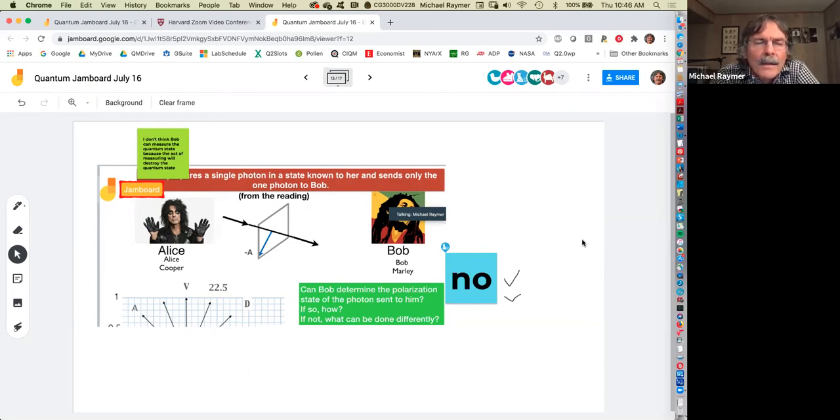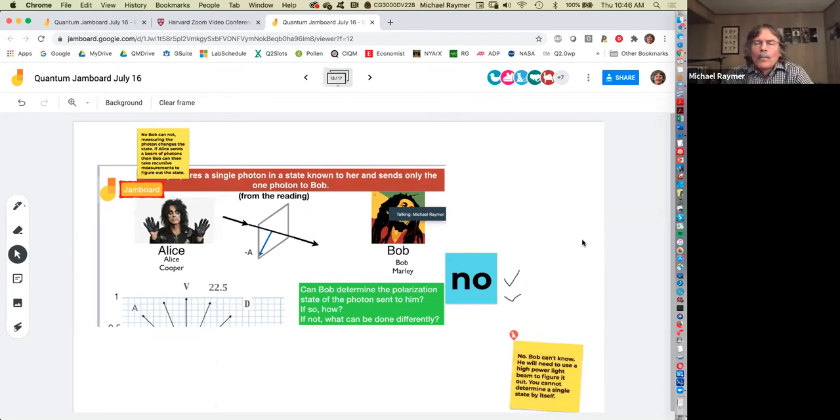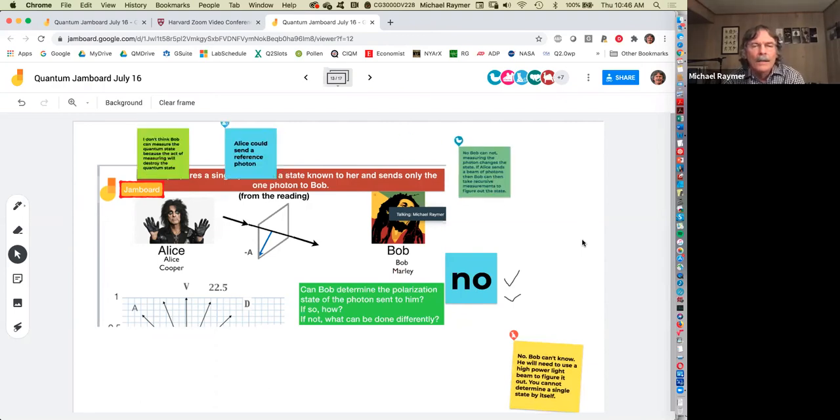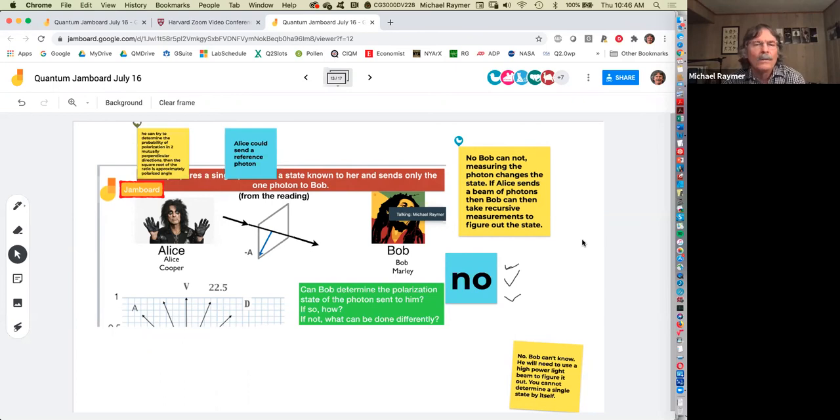But let's say that Alice does want Bob to know what state Alice is preparing. And let's say that Alice can only send individual photons, not a laser beam, not a high power laser beam, but... Good. Those answers are all perfect.